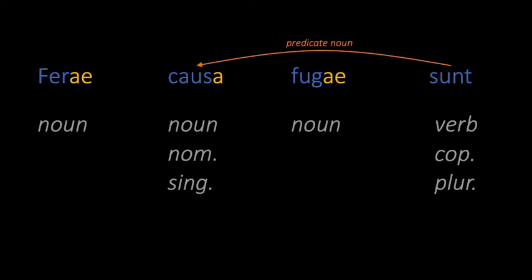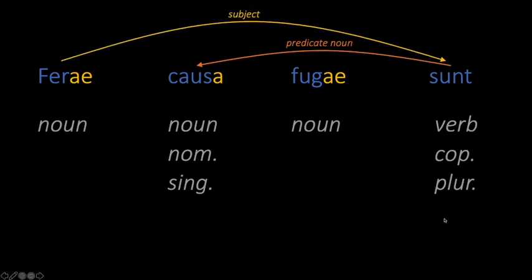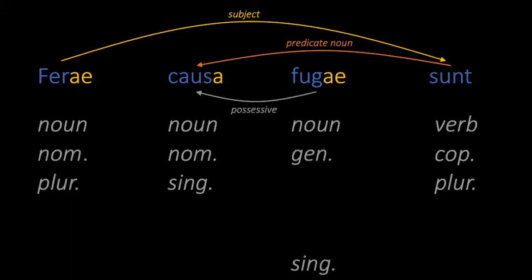On the other hand, if you choose ferae as the subject, then fugae is in the possessive role, and the possible meanings become the beasts of flight are the cause, or the beasts are the cause of the flight. That last one actually makes some sense, so we'll go with that and draw the subject relation from ferae to sunt, and the possessive relation from fugae to causae. That makes ferae nominative plural and fugae genitive singular.